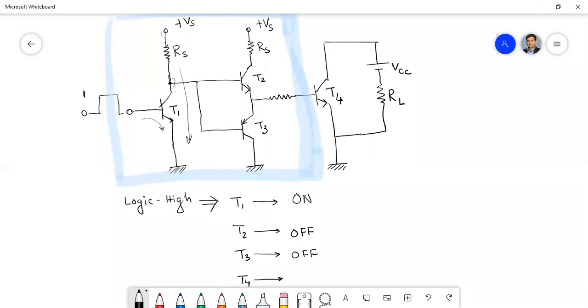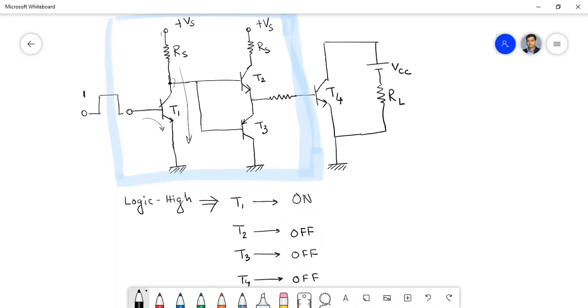Off. T4 should be off, sir. T4 will be off. Why? Sir, because it is connected to ground. Again, because there is no current flowing, so it should be connected to ground. So that's why the base is grounded. So it should be off. So T4 should be off.